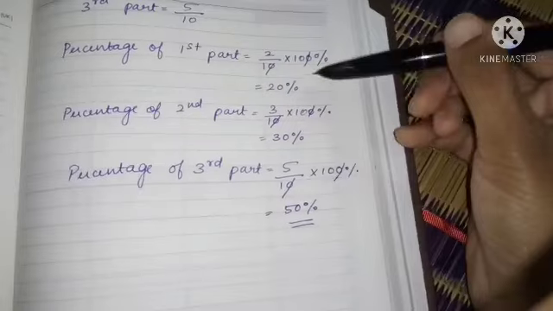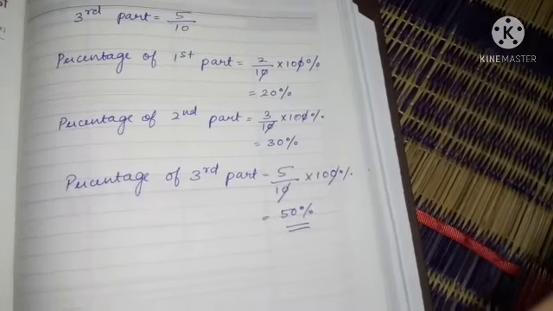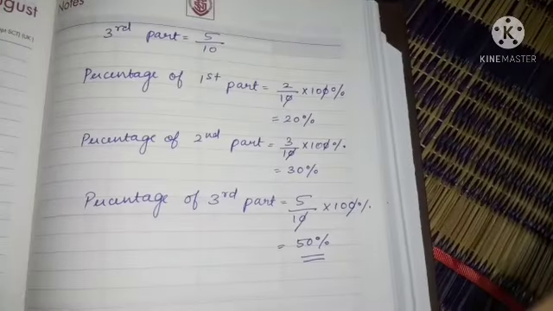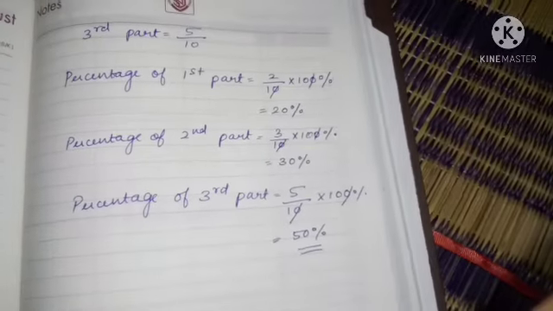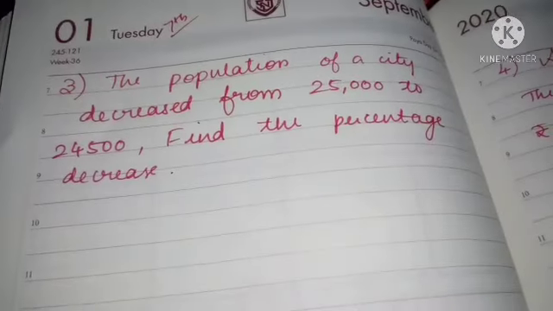So we got the percentage of the first part, second part and the third part. Understood? Next, your C and D subdivision is your homework. Okay. Second problem, C and D subdivision is your homework. Next is your third problem.